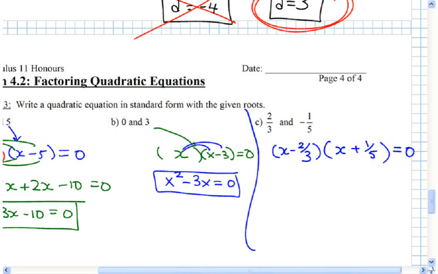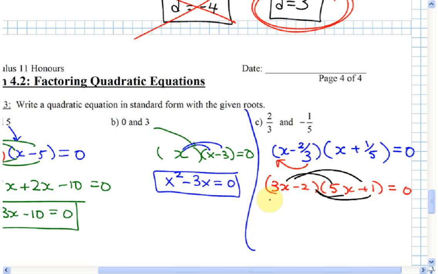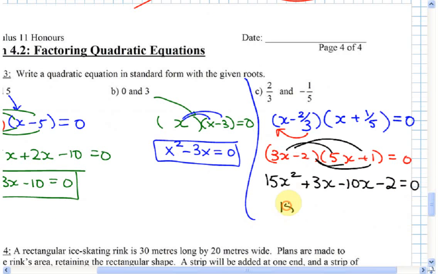Remember how we can now, if you don't like fractions, change them around, move it up. 3x minus 2. And then 5x plus 1. And if you left it like that, I'd be okay. But if you can do one more step by expanding and simplifying, I'd be ecstatic. 3x times 5x is 15x squared. 3x minus 10x minus 2 equals 0. How about this as your final answer?